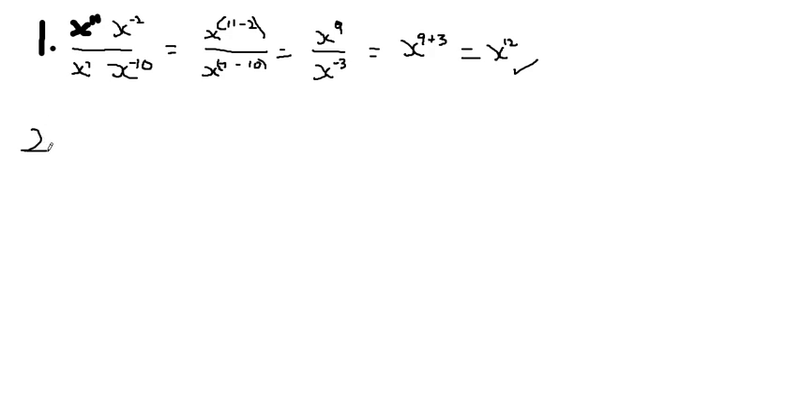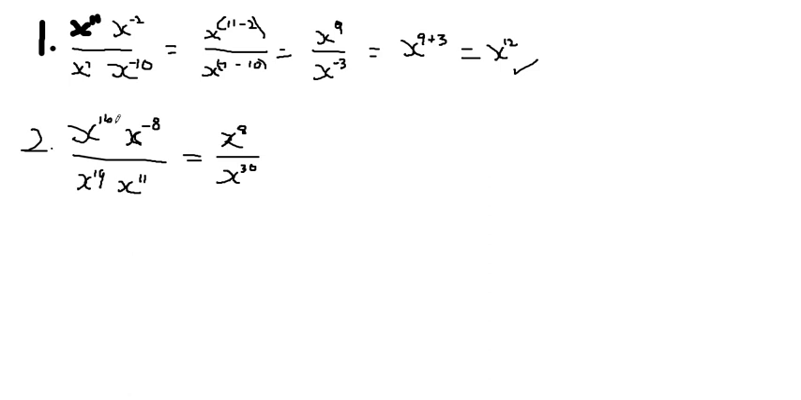Now consider the next problem. x to the power 16 and x to the power negative 8, divided by x to the power 19 and x to the power 11, equals x to the power 8 divided by x to the power 30, because 16 and negative 8 add up to 8, and 19 and 11 add up to 30.